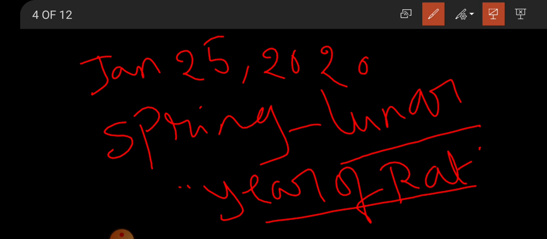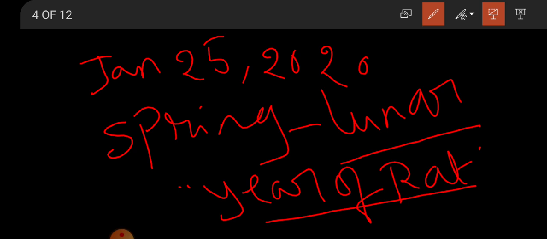So this is the explanation. I'm just repeating: on January 25th, they celebrated the New Year for this year. So when will they celebrate? They will celebrate at the beginning of the spring, and this date will be fixed by using a lunar calendar.